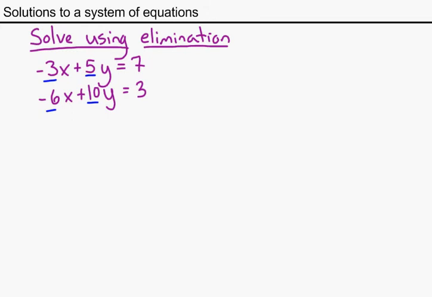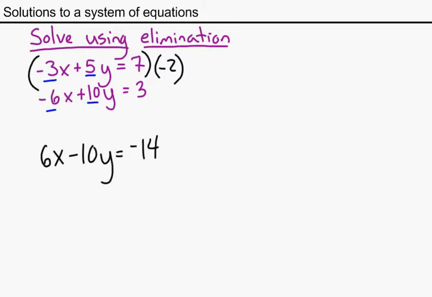And I also notice that if I multiply the top by a -2, I can get additive inverses on the x term. So I'm going to go ahead and multiply the entire top by -2. Remember to distribute that through to every one of my pieces. So this gives me the new system, 6x minus 10y equals -14. The bottom equation stays the same, -6x plus 10y equals 3.